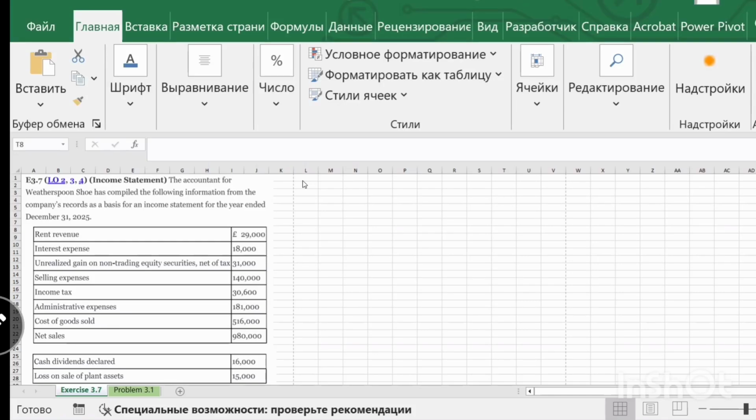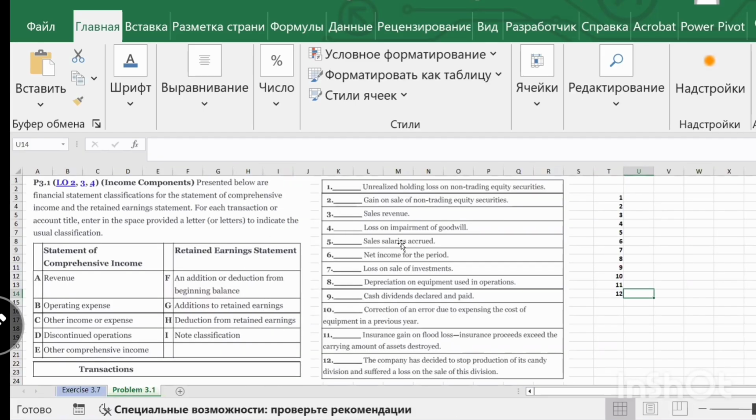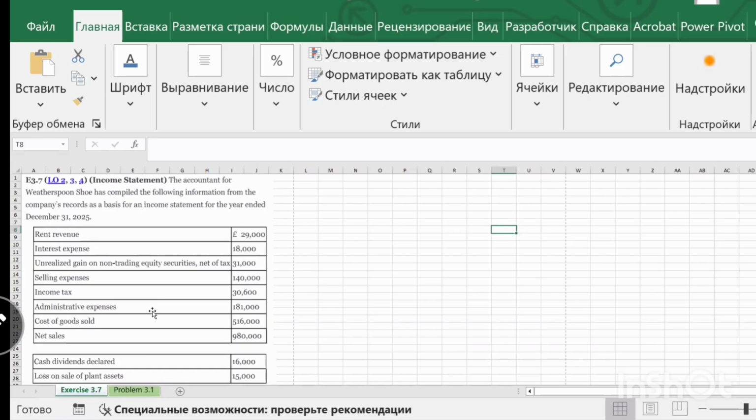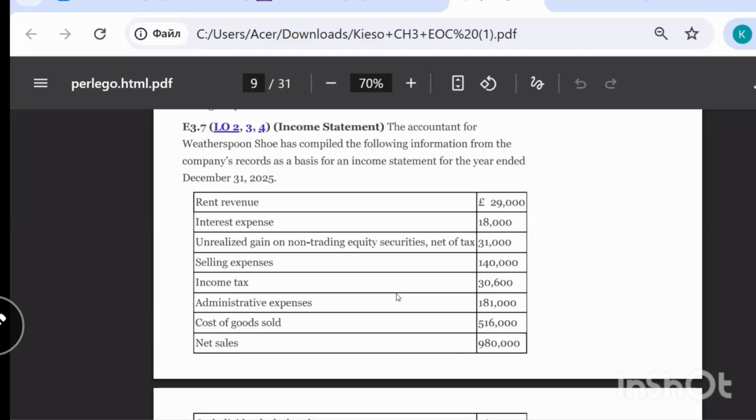Hello, dear colleagues. Today I would like to present the solution for exercise 3.7 and problem 3.1. Let's start with the first exercise, 3.7. We have an exercise with an income statement. Our company is Weatherspoon Shoe, and we have the following information for the income statement for the year ended December 31, 2025.